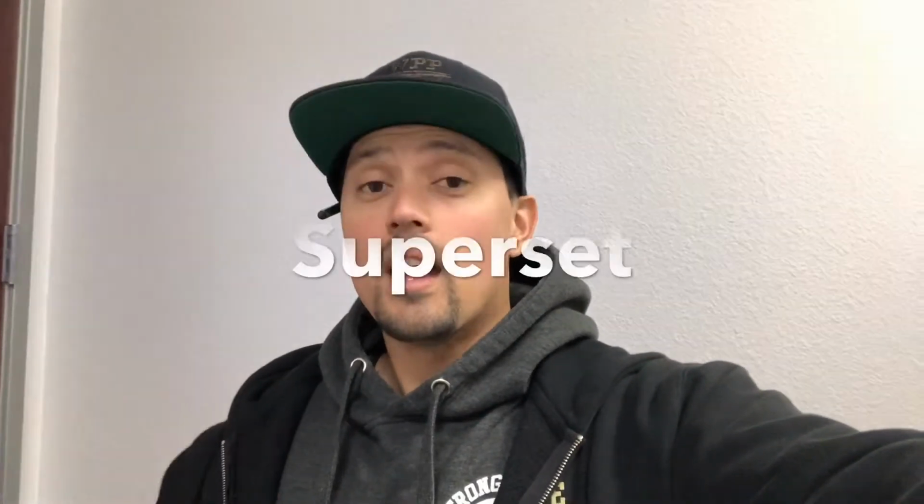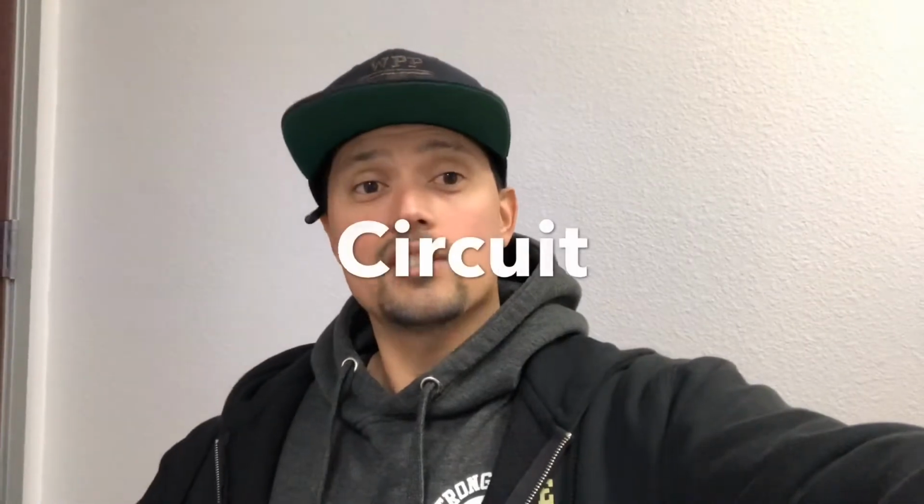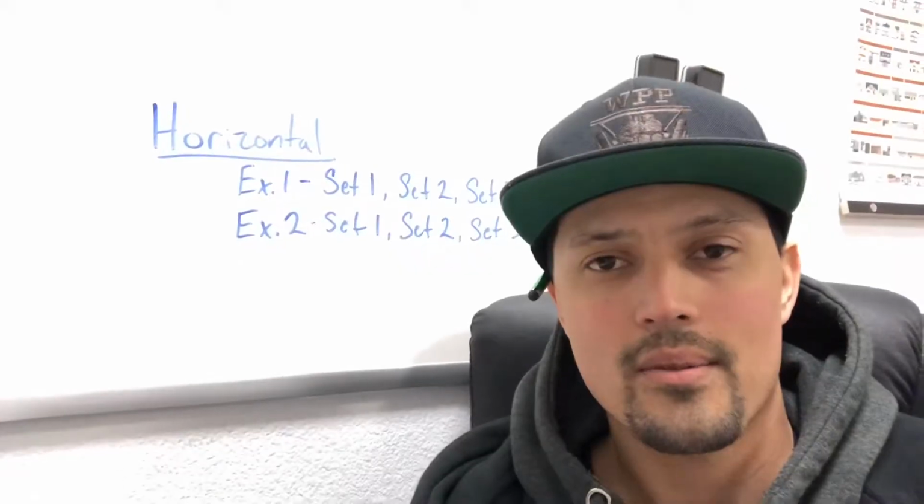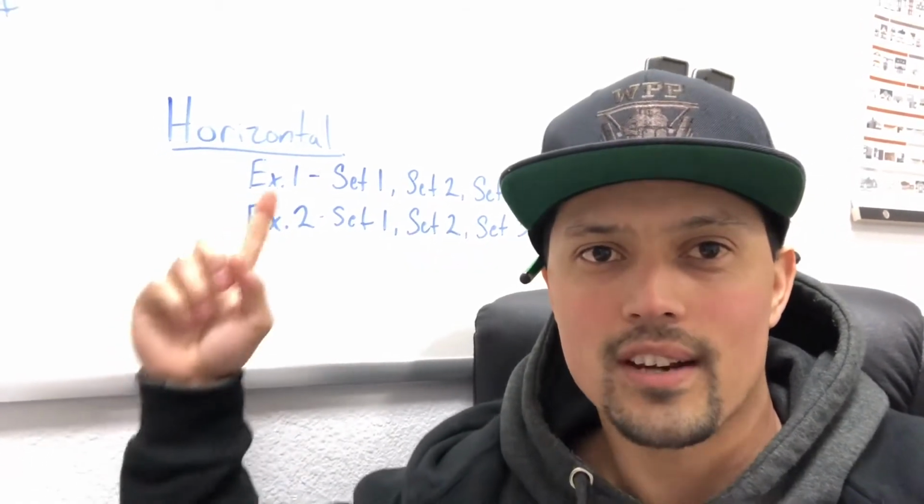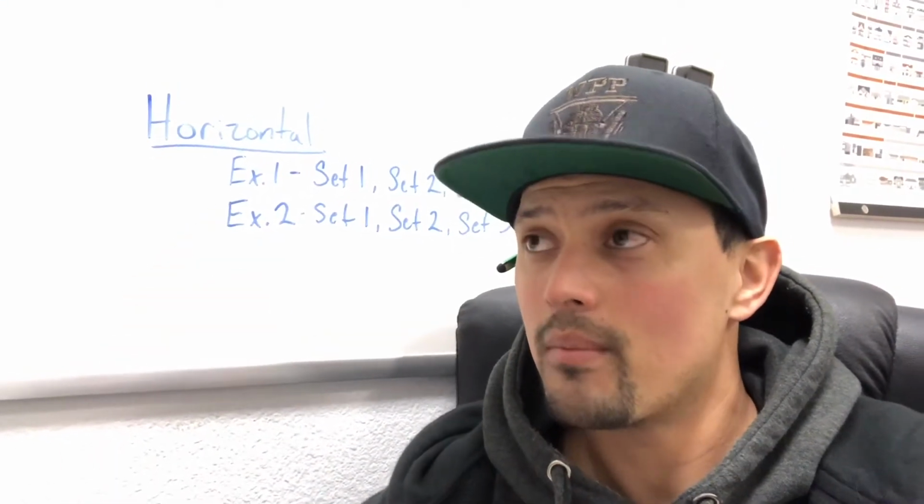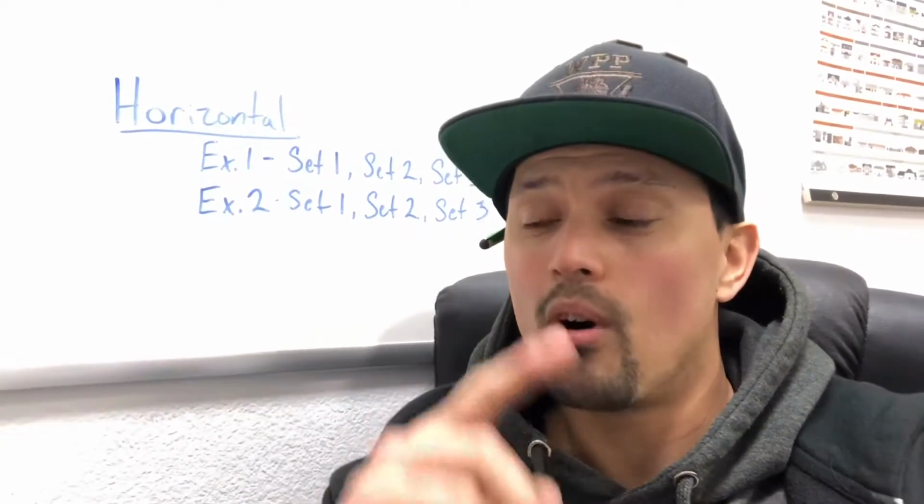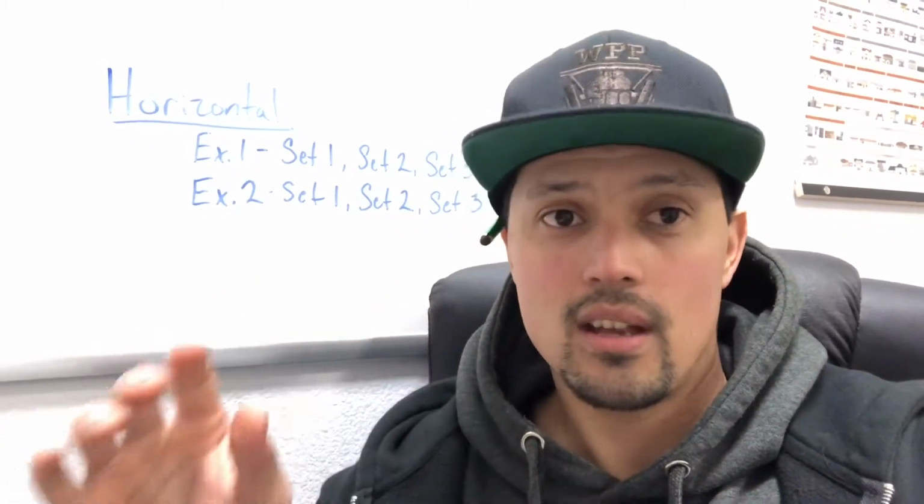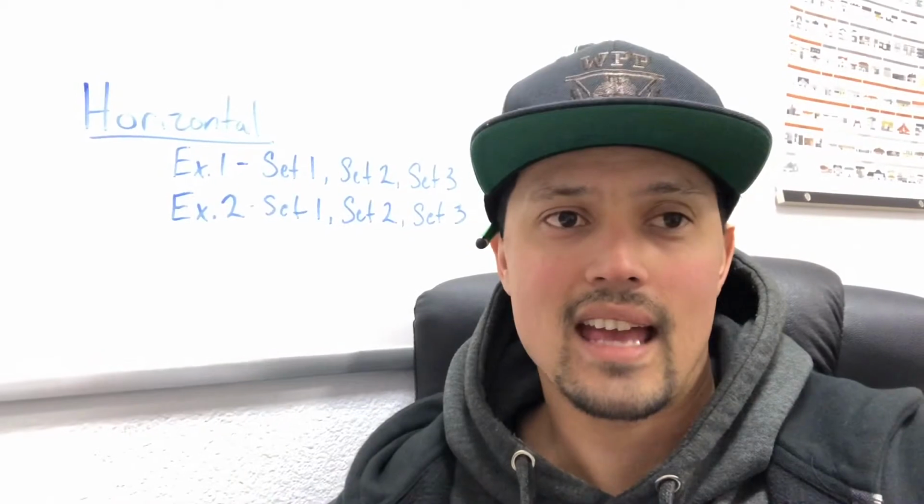Today we're going to talk about the difference between a horizontal set, a superset, and circuit training. Alright, so first we have the horizontal set. Now, the horizontal set is basically when you perform one exercise and perform all the sets in succession before transitioning to the next exercise.